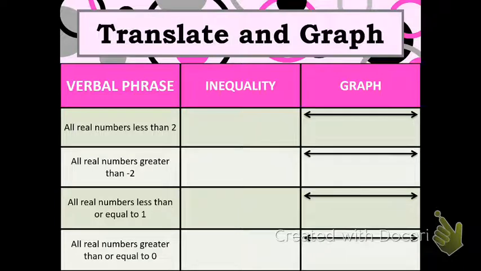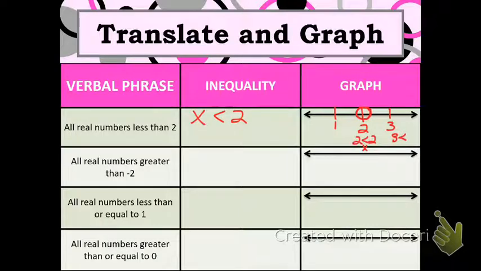Let's try a few examples. First we have all real numbers less than 2. So we're going to write that as x is less than 2. For my graph, I'm going to put a 2 in the center of the number line. I'm going to include one number larger and one number smaller than 2. Remember that we said a strictly less than sign is going to be an open circle when I go to do the graph, because 2 is less than 2 is not a true statement. So it's not colored in, it's not part of the solution. That's a false statement.